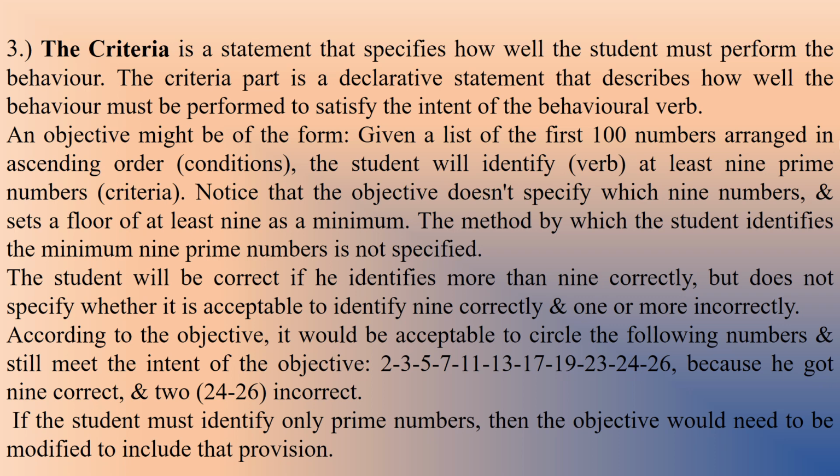According to the objective, it would be acceptable to circle the following numbers and still meet the intent of the objective: 2, 3, 5, 7, 11, 13, 17, 19, 23, 24, 26, because he got 9 correct and 2 incorrect: 24 and 26. If the student must identify only prime numbers, then the objective would need to be modified to include that provision.